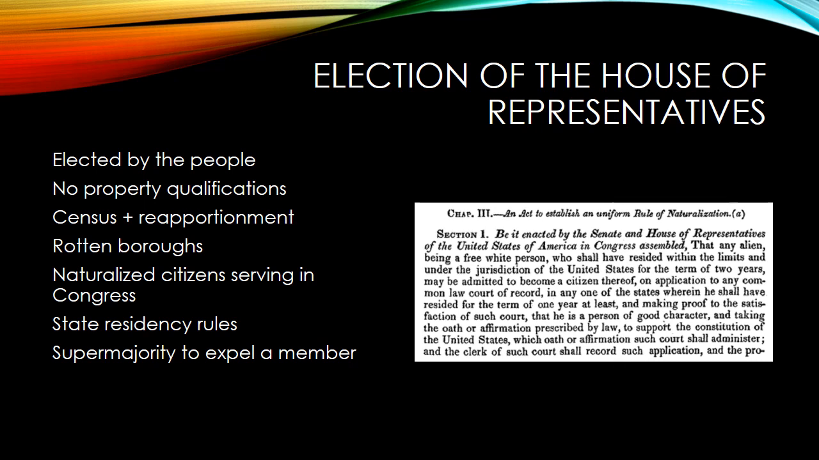Right here, you see part of Congress's role to establish rules for uniform naturalization. This is the Naturalization Act of 1790, and there's a section of it here. It says, "any alien being a free white person who shall have resided within the limits and under the jurisdiction of the U.S. for the term of 2 years may be admitted to become a citizen thereof." So the racial bar to admission to citizenship existed from the very beginning of the nation's history.